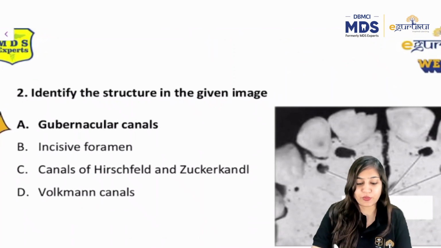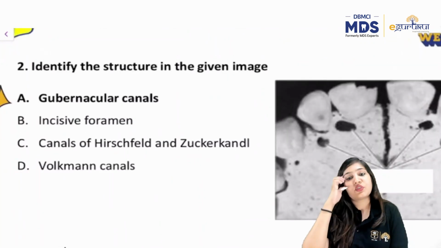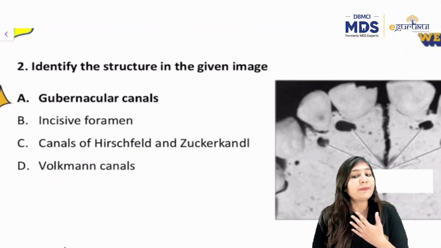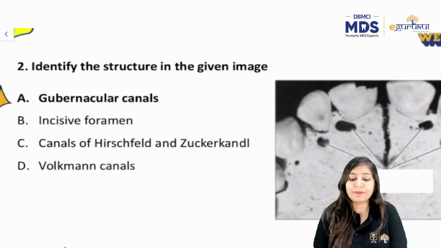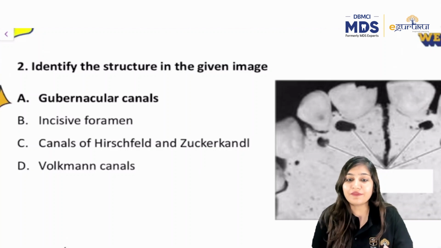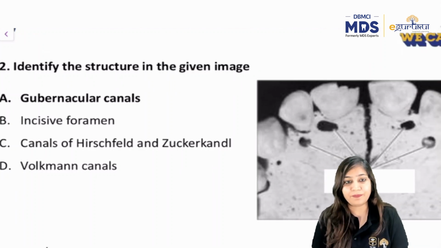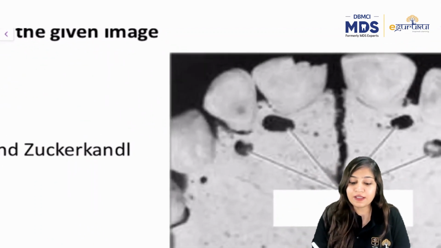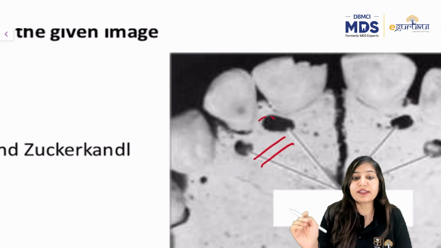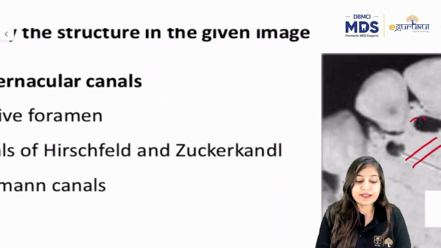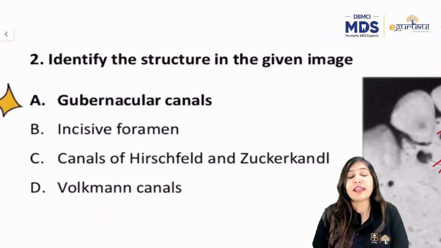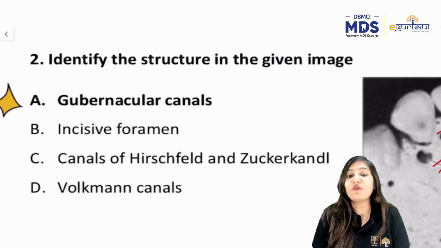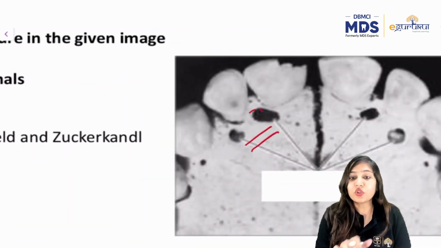Now coming to next question. So you can be asked image-based questions, you can be asked numerical questions, you can be asked logical reasoning questions. So amongst those, we have this question as image-based question. Identify the structure given in the image. You have to identify the structure given in the image. Which is this structure? Is it gubernacular canals, incisive foramen, canals of Hirschfeld and Zuckerkandel, or Walkhoff canal? Go through the image.